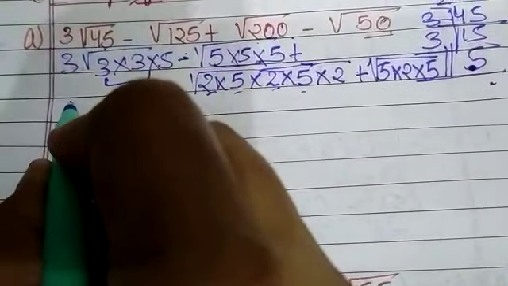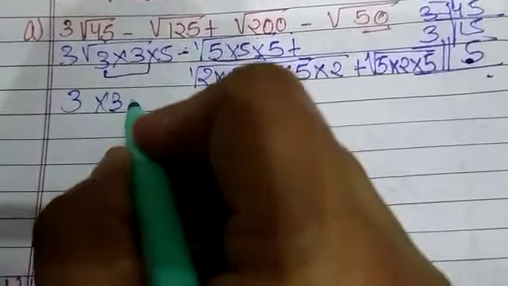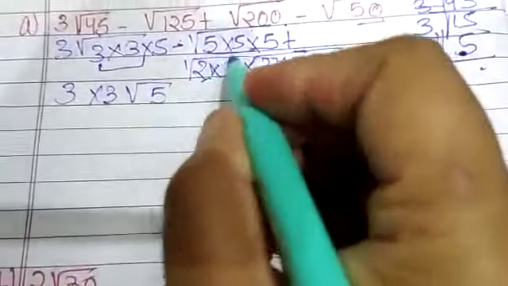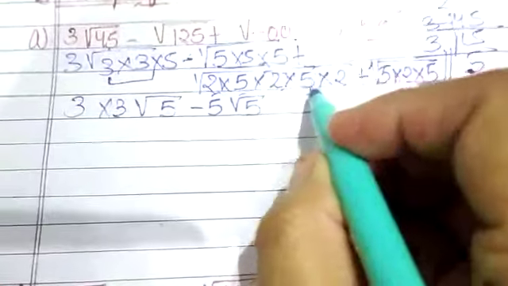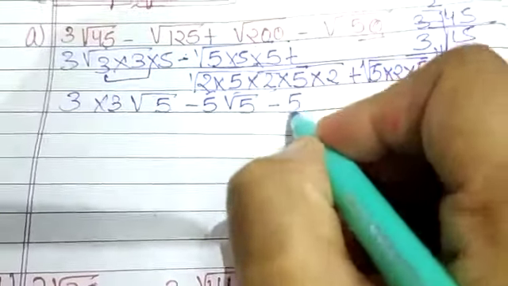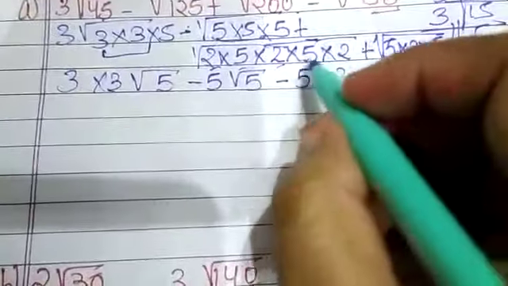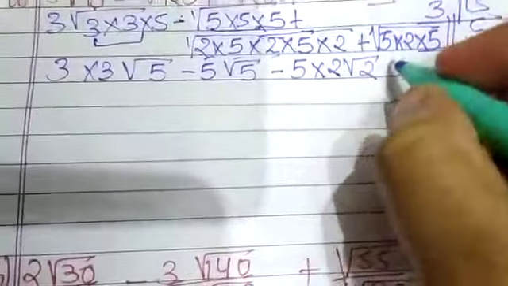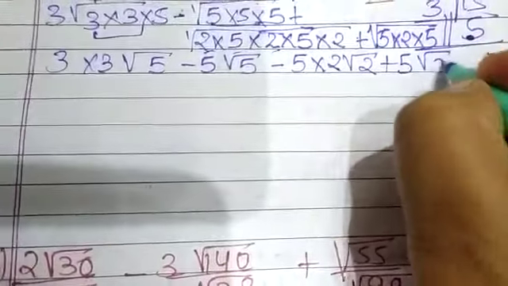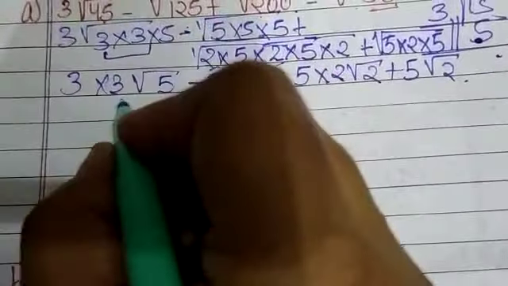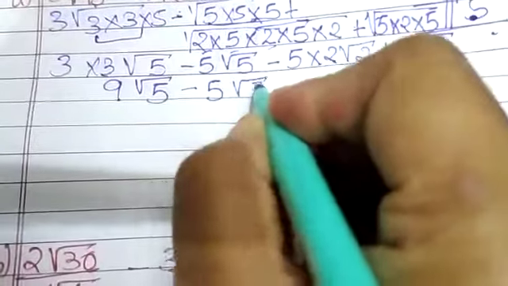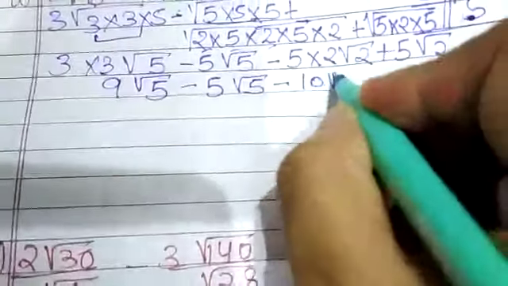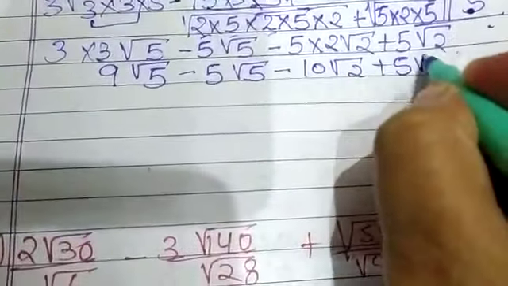So let's write. This is 3, one 3 will come out, 3 into 3, and under root 5 will remain inside. Only one 5 will come out, and under root 5 will remain inside. One 5 and one 2 will come out, and inside only under root 2 will be left. Correct? One 5 will come out and inside under root 2 will be left. Now just solve it. 3 3s are 9, 9 under root 5 minus 5 under root 5 minus 10 under root 2 plus 5 under root 2.